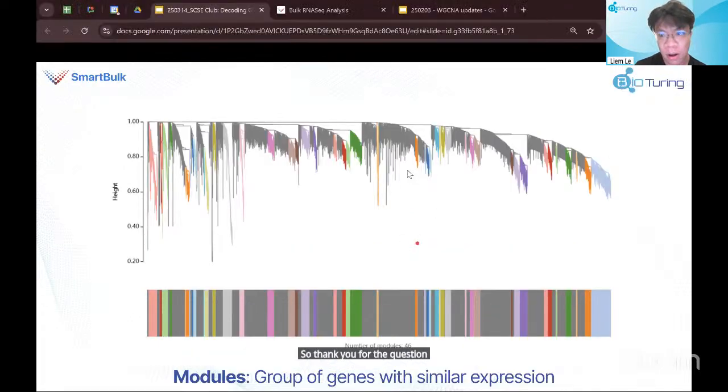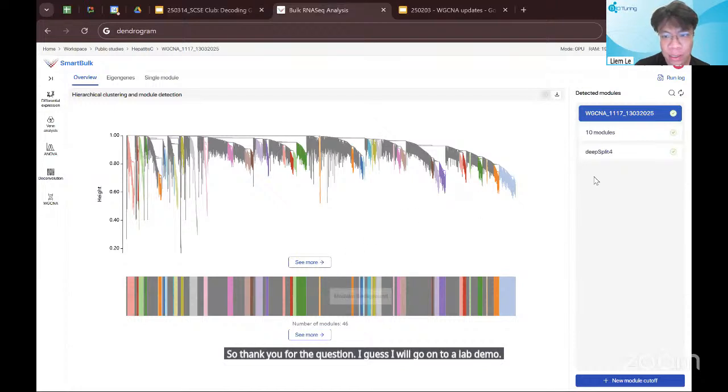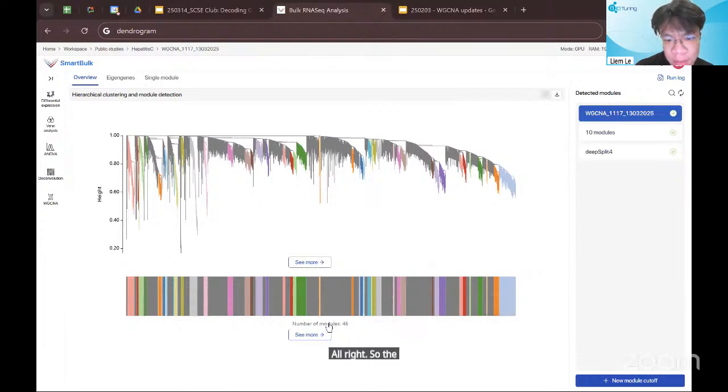I guess I will go on to the lab demo. Okay, can you see my screen on the lab demo? Yep, we can see Smart Bulk. All right. So the way to adjust the number of modules is through the new module cutoff.